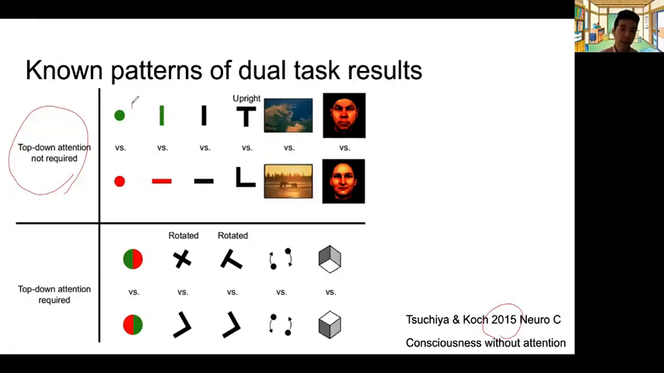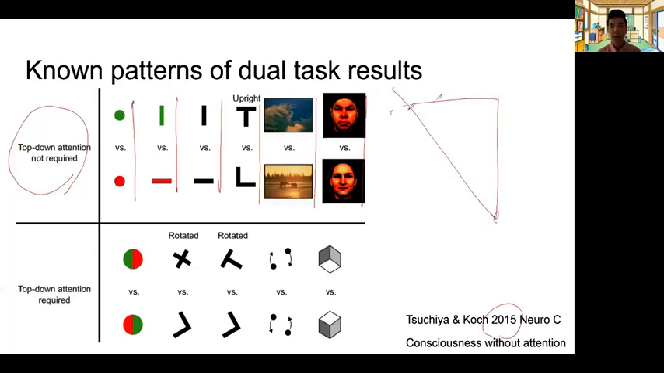But anyway, the simple feature of color, or color orientation conjunction, or orientation itself, or letters, if it's applied or not, T versus L, and then the natural scene, including animals or not, or face gender. These you can just do without attentional amplification. And then the pattern of the result is like here: always no dual task interference.